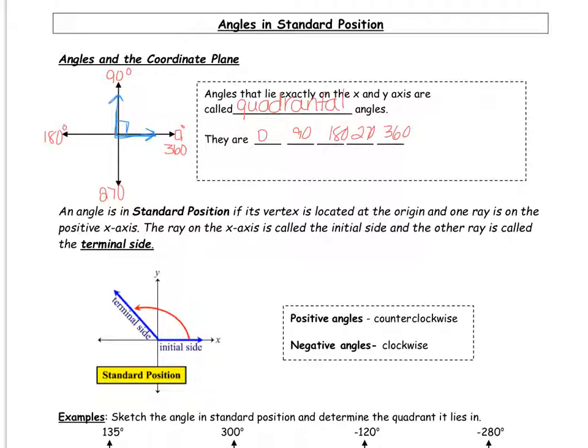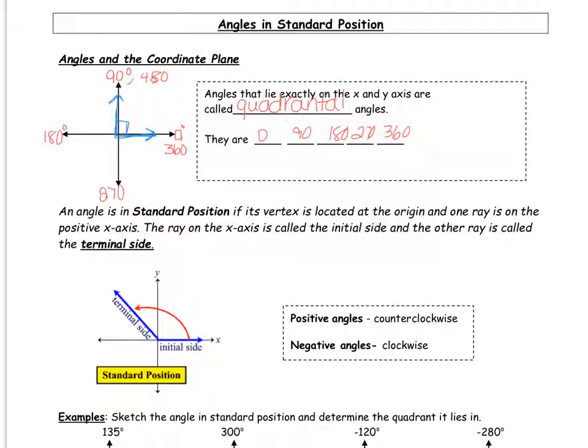Now technically I could keep going if I really wanted to. I could add another 90 after I get to 360. So 360 plus 90 is 450, and so on and so on. But these are the 4 or 5 main quadrantal angles.